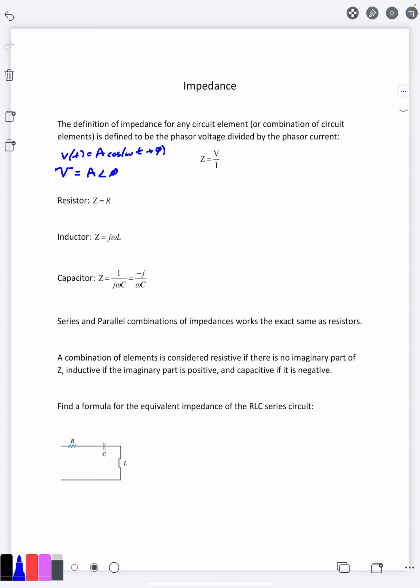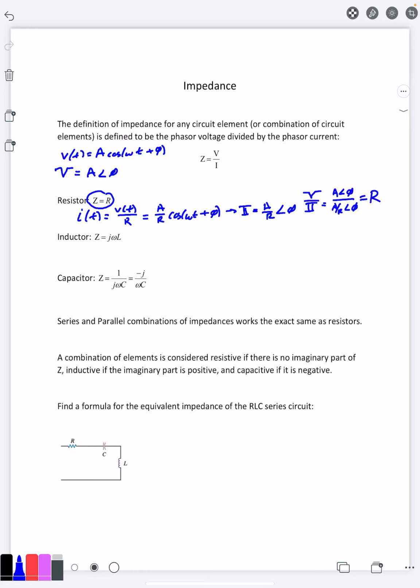Now, when we want to look at our current, it's going to depend on what type of thing you have. So for example, for a resistor, we know just by regular Ohm's law, I of t is going to be V of t over R, which in this case would just be A over R cosine omega t plus phi, which in terms of a phasor would be A over R angle phi. And if you do your phasor voltage divided by your phasor current, you're going to have A angle phi divided by A over R angle phi. It's going to simplify down to just R. So this just tells us that the phasor impedance for a resistor is actually just equal to the resistance itself.